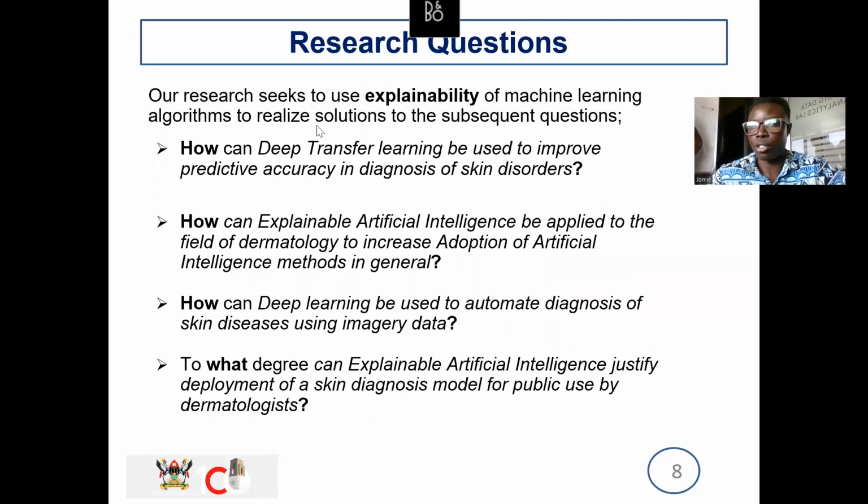How can deep transfer learning be used to improve predictive accuracy in diagnosis of skin disorders? How can explainable artificial intelligence be applied to the field of dermatology to increase adoption of artificial intelligence methods in general? And how can deep learning be used to automate diagnosis of skin diseases using imagery data? And to what degree can explainable artificial intelligence justify deployment of skin diagnosis model for public use by dermatologists?